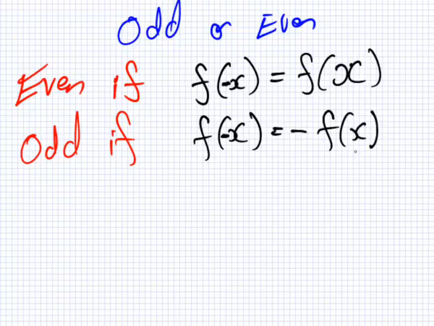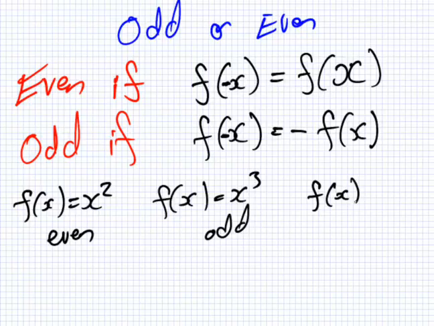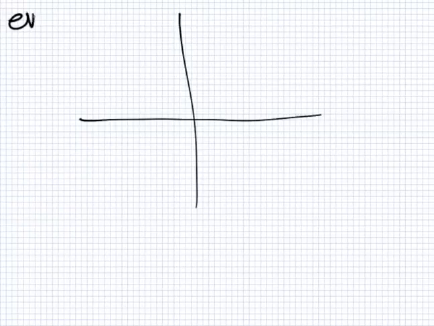So x squared is a good example. What's 2 squared? It's 4. What's minus 2 squared? It's also 4. So x squared is an even function because it doesn't care about the sign. An odd function does care about the sign, but it just puts a minus in front of the answer. A good example would be x cubed, because 2 cubed is 8, and minus 2 cubed is also 8, but with a minus. It's minus 8. So it doesn't change the size of the number. So some examples: f(x) equals x squared is even, f(x) equals x cubed is odd.